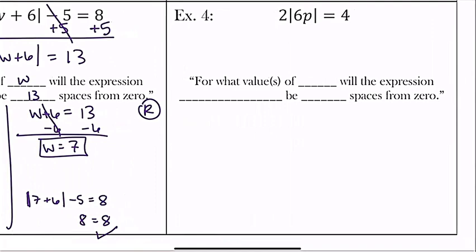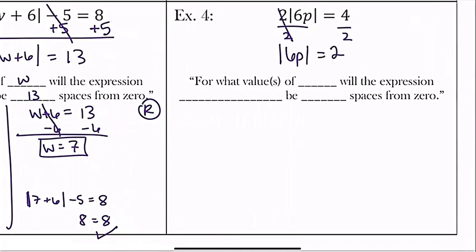Remember, to start anything, before I can split, I do need to get everything away from the absolute value. I have this 2 out here up front. This is being multiplied. I know that because there's no plus sign or minus sign in between. The opposite of multiply is to divide. And that would give me the absolute value of 6p equals 2.